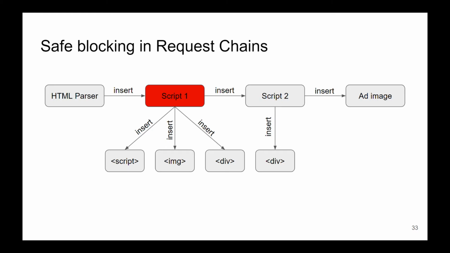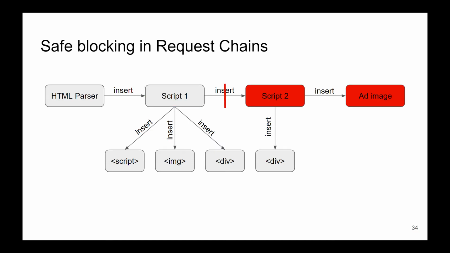Script 1 in total, it inserts a script tag, an image tag, a div tag, and script 2. So it creates 4 subtrees in the DOM. One of them will be removed by blocking, but it still creates 3 additional subtrees. So script 1 is not safe to block, which means that we determine that the best place to block will be here. And for both script 2 and the ad image, we can get the resource URL from those resources that will be blocked, and we can use them to then generate filter list rules.